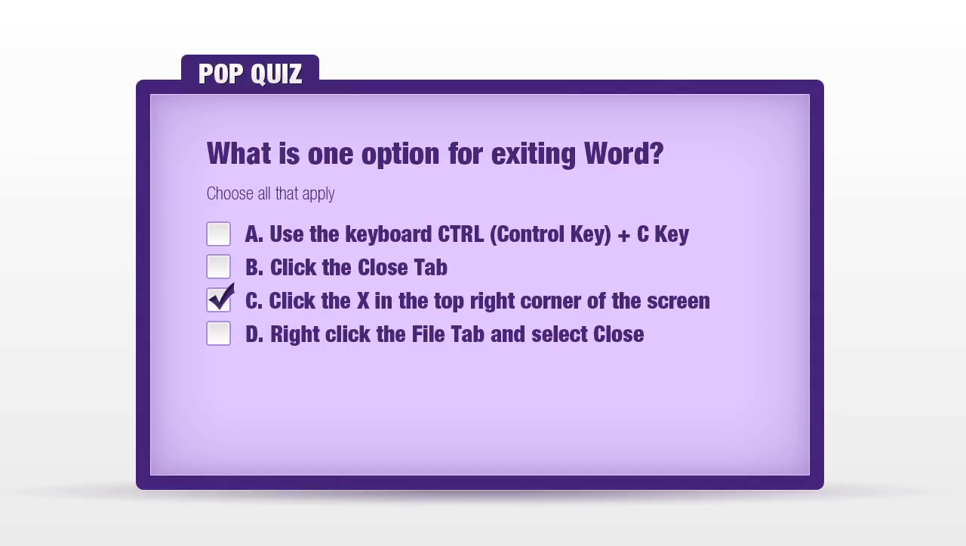The correct answer is C. In the top right-hand corner of the screen, there is an X, and when you click that X, you will exit Word.